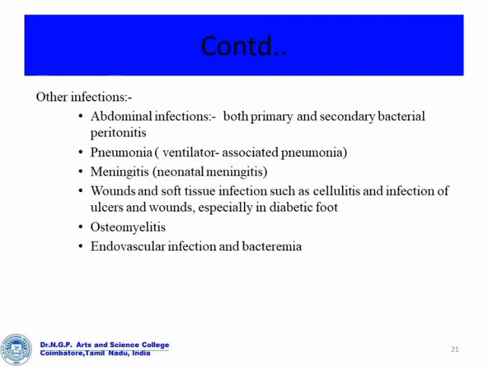And then other infections, first one, abdominal infection. E. coli is the most common cause of both primary and secondary bacterial peritonitis. Pneumonia, especially in hospitalized patients, ventilator associated pneumonia. And third one, meningitis, especially neonatal meningitis, and it causes wound and soft tissue infections such as cellulitis and infection of ulcers and wounds, especially in diabetic foot. And then osteomyelitis, inflammation of bones by bacterial infection. And then endovascular infection and bacteremia.